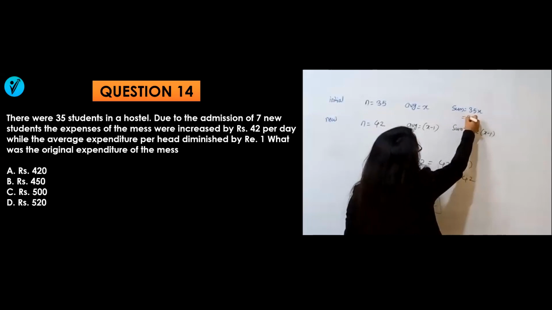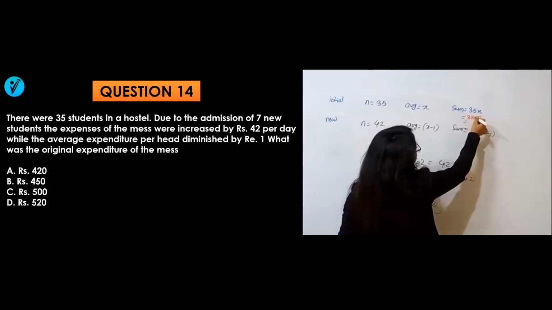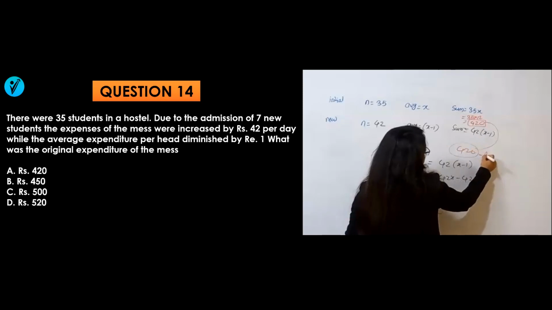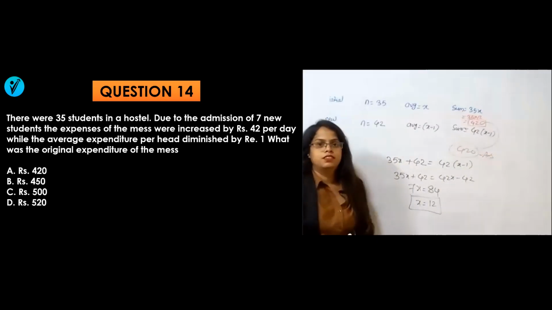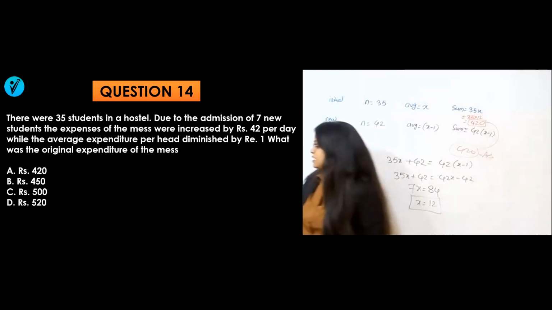They have asked what was the original expenditure. The original expenditure was 35x, means 35 into 12. 12 times 5 is 60, carry the 6. 3 times 12 is 36, plus 6 will be 42. So your answer will be 420. That's it. Easier. Option number A will be the answer. Understood? Let's go for the next one now.